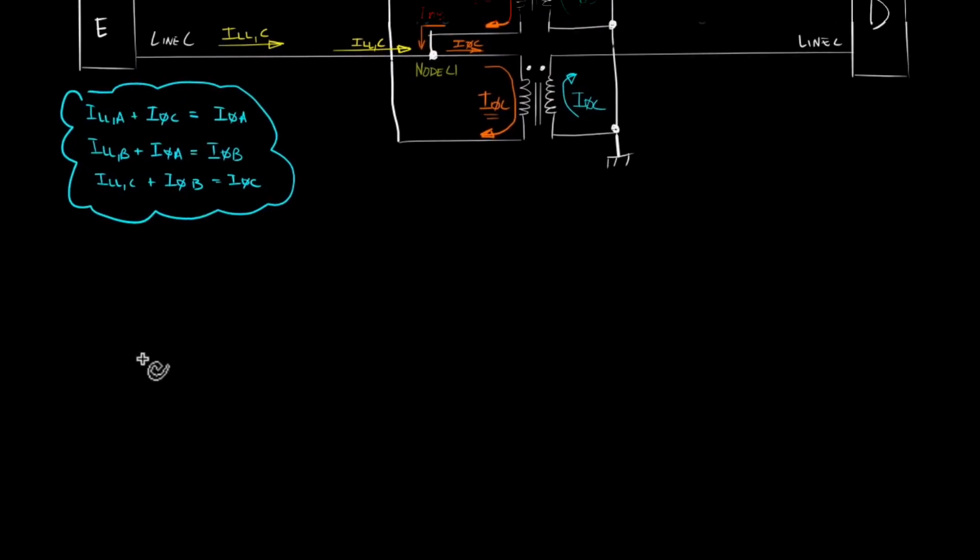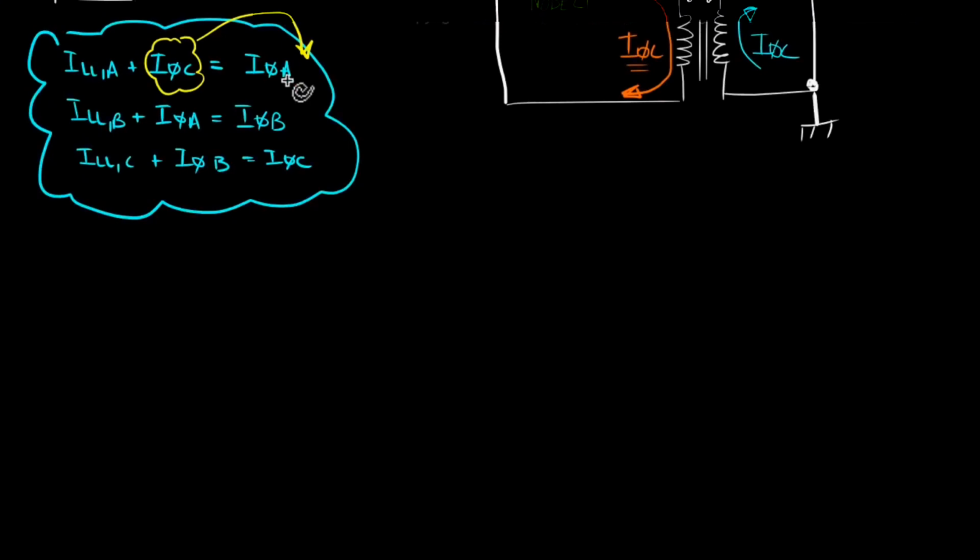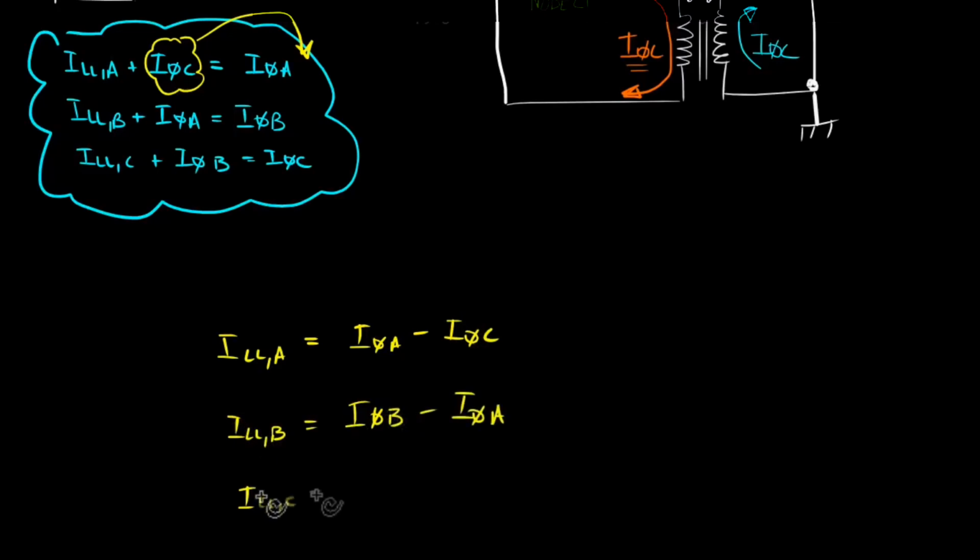Okay, let's rewrite these equations into something that makes a little more sense. All we're going to do is take this phase current and move it to the other side of the equation. Let me zoom in here. We're going to rewrite this equation and solve for the line current A. So line current A equals phase current A minus phase current C. Similarly, line current B equals phase current B minus phase current A. And line current C equals phase current C minus phase current B.